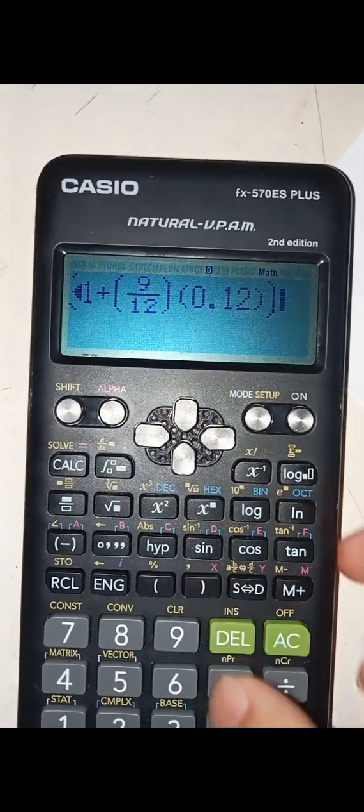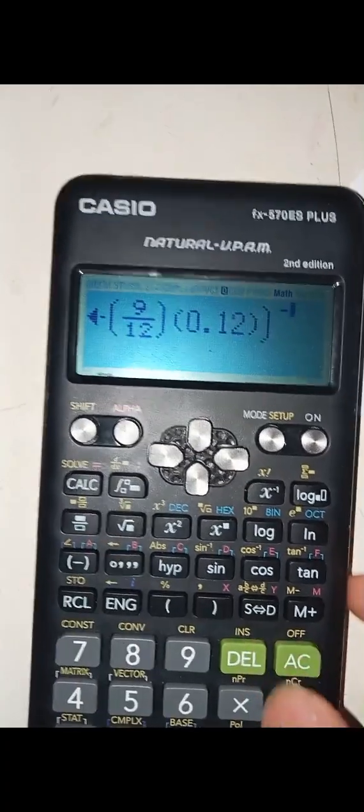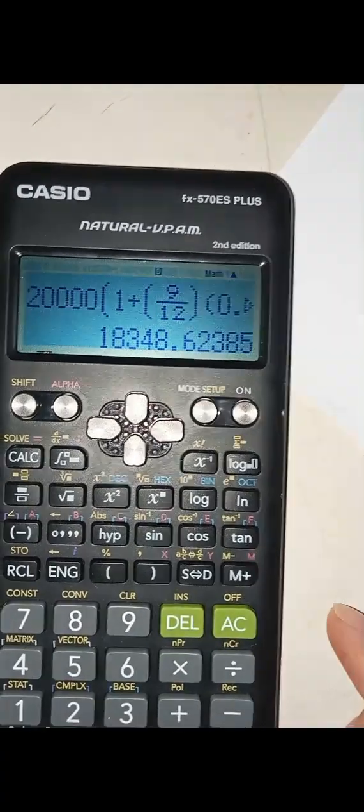So that's why we are working with 18,348.62 pesos. So let's proceed to our problem, which is to determine the ordinary simple interest on 5,000 pesos from January 15 to November 28, 1992, if the given rate of interest is 22%.